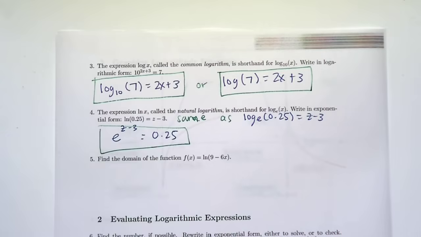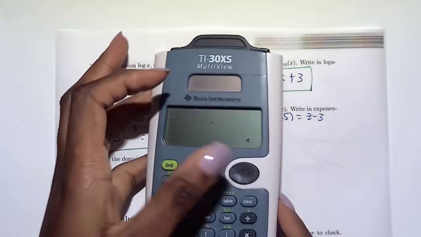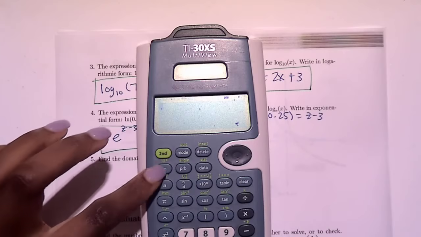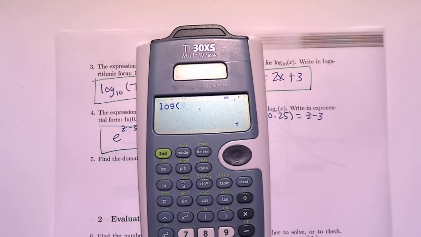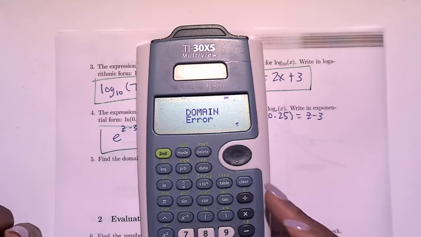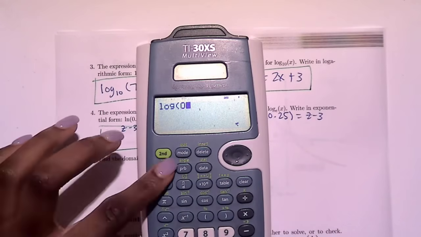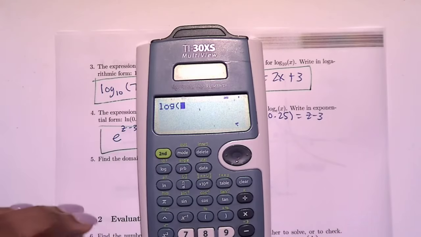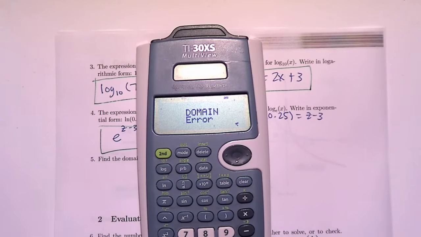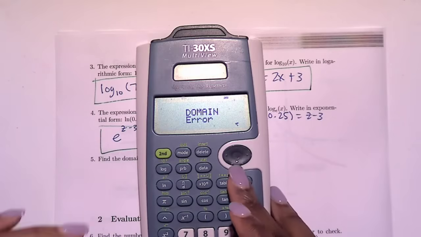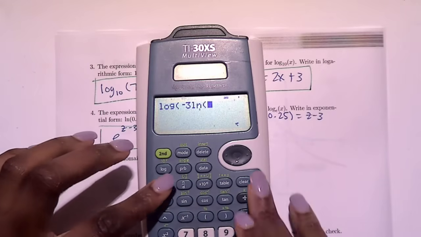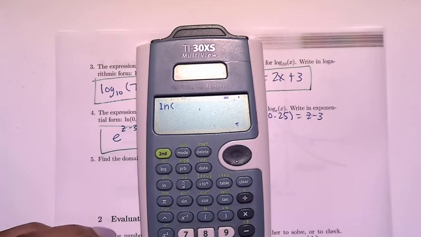All right, so you can test this out with your calculator too. If you look at your calculator and take log of 0, domain error. 0 is not in the domain of a log function. Or maybe you could do log of -3. We can't take a log of a negative. And the same with natural log.